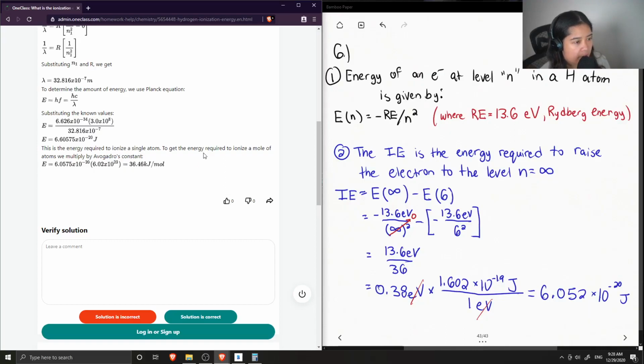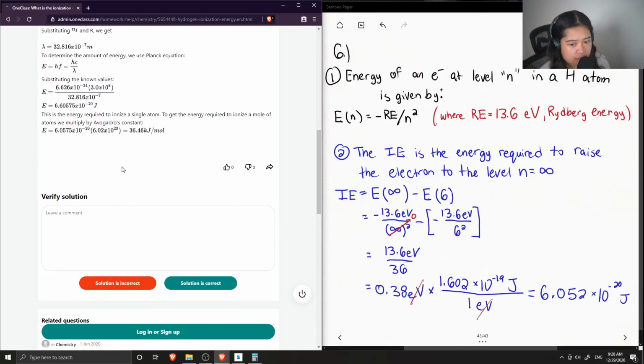So this is the energy required to ionize a single atom. To get the energy required to ionize a mole of atoms, we multiply by Avogadro's constant.